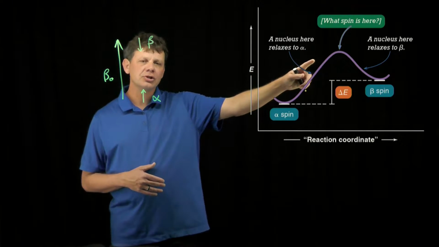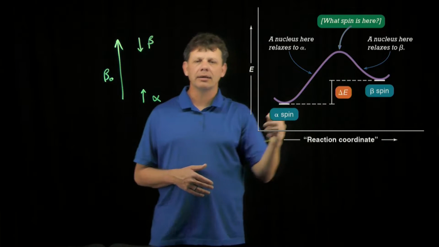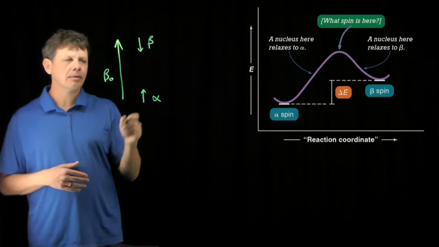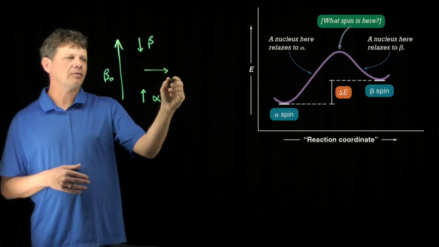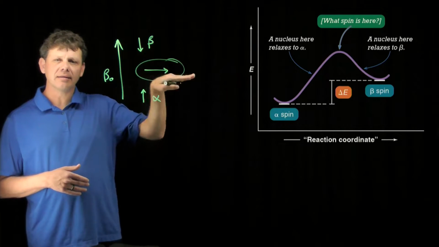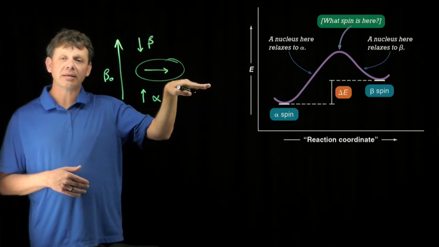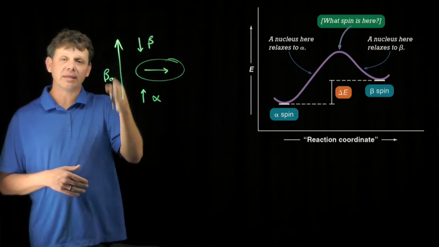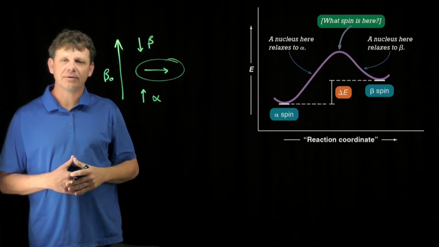The highest energy is going to be the one where the spin is aligned perpendicular to the field. So what spin is here? That's going to be the one that is aligned in a perpendicular way to the external magnetic field.